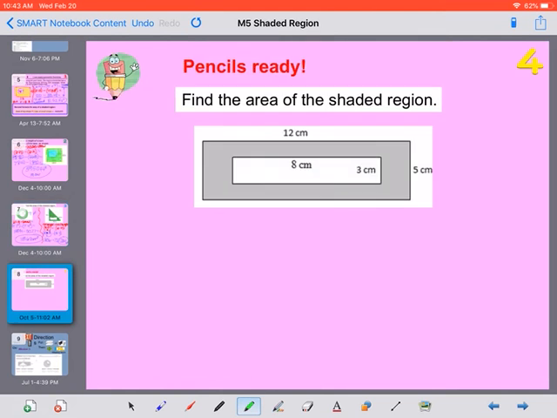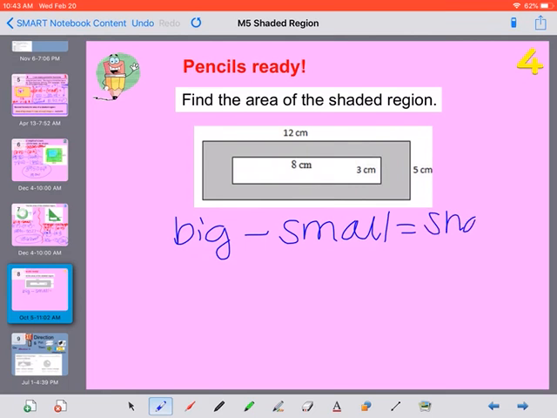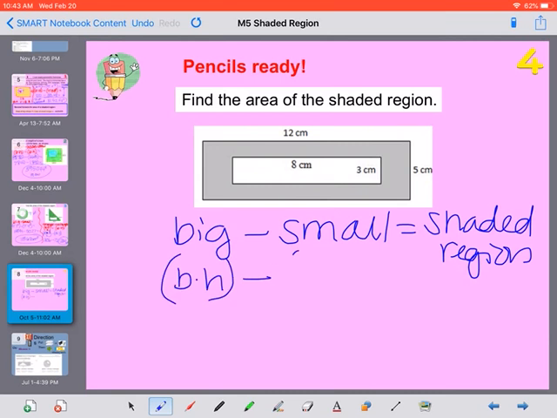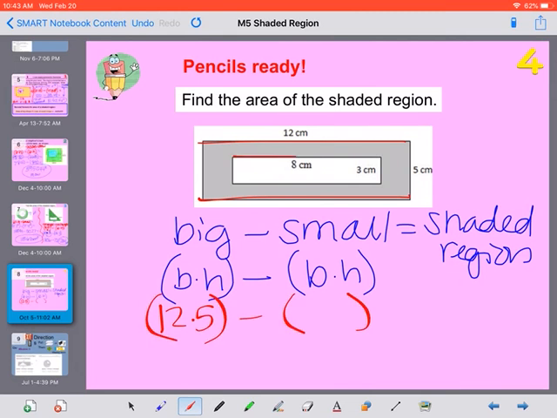Last one I would like for you to try on your own, and then click play to see if you got it right. So remember, our area for a shaded region is the area of the big shape minus the area of the small shape, and that will give us our shaded region. So our big shape is a rectangle, or base times height, minus our small shape, which is also a rectangle, base times height, and we'll plug in what we know. Our big rectangle, our base is 12, times our height, which is 5, and then our small rectangle, we have a base of 8, times a height of 3.